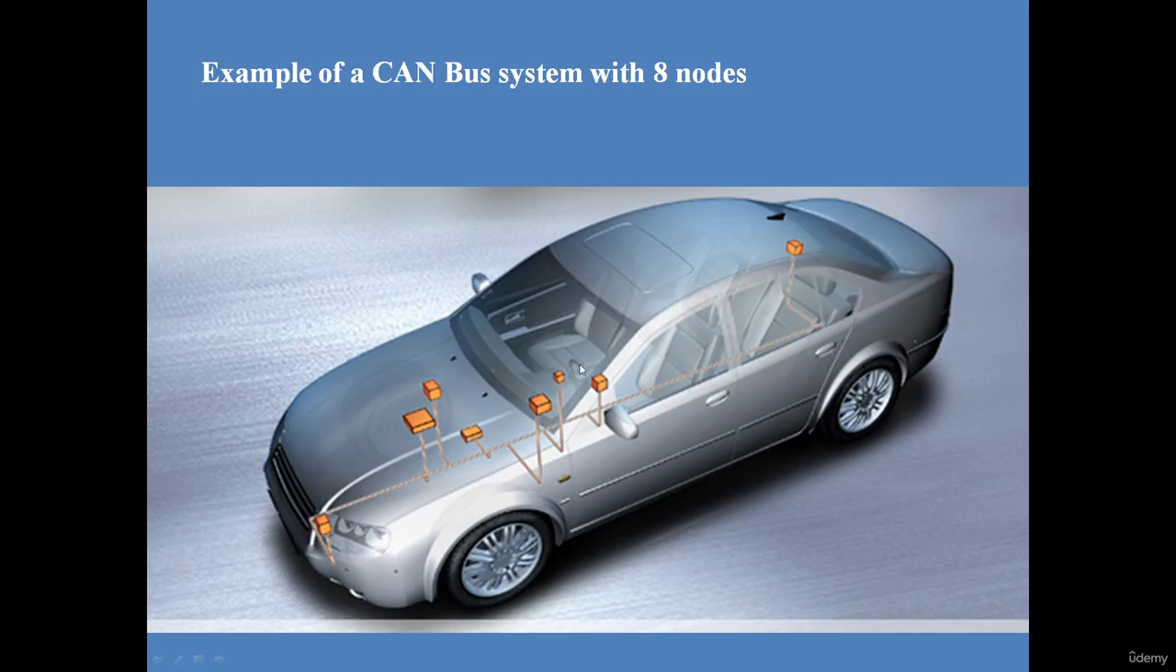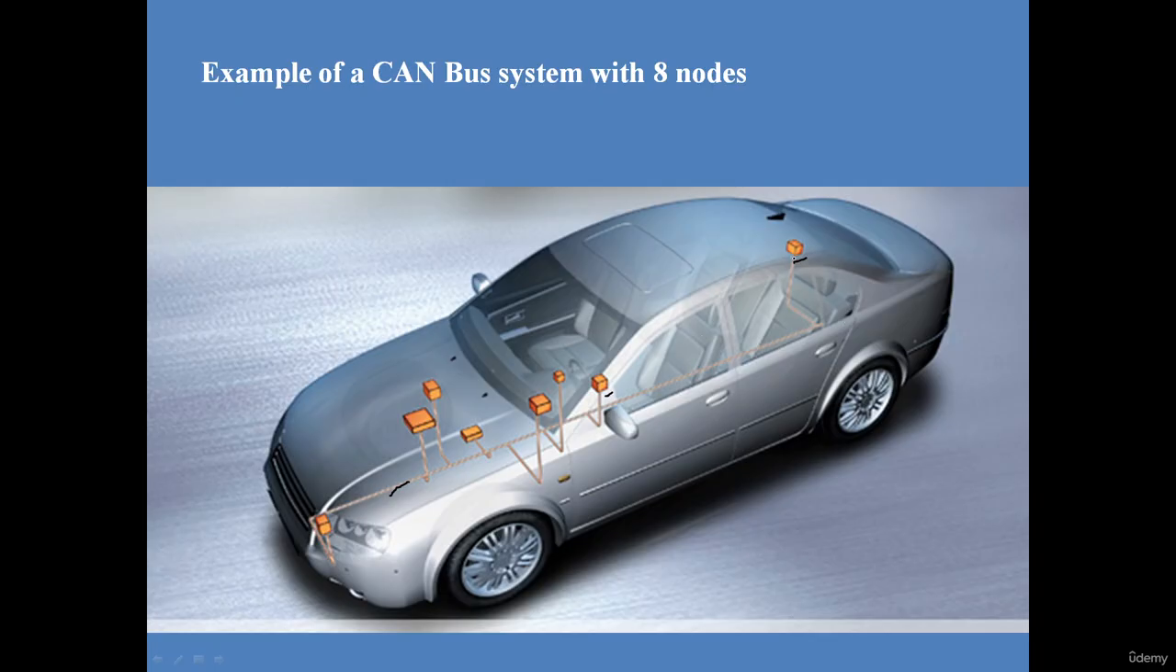So this is an example of a CAN bus system with 8 nodes. When we say nodes, we mean an ECU or a microcontroller. So this is one node, this is 2, 3, 4, 5, 6, 7, 8. So this is a CAN bus, this orange line.